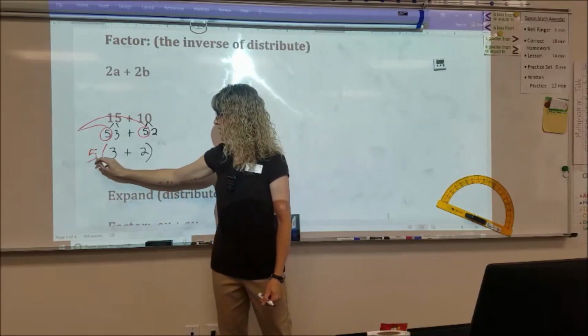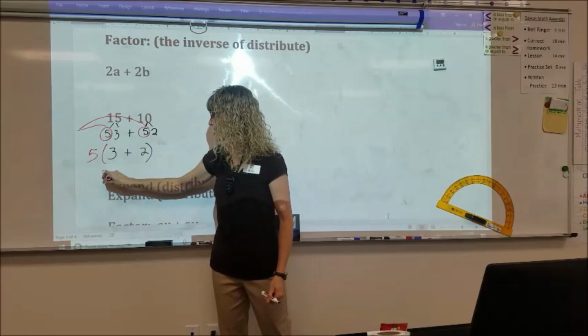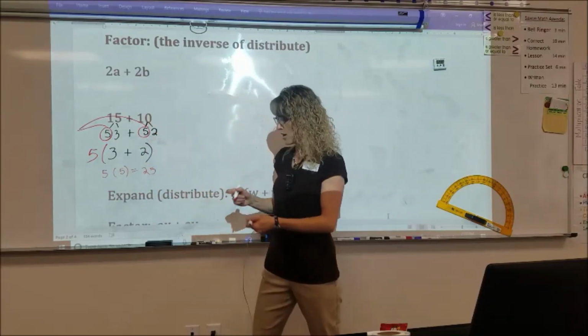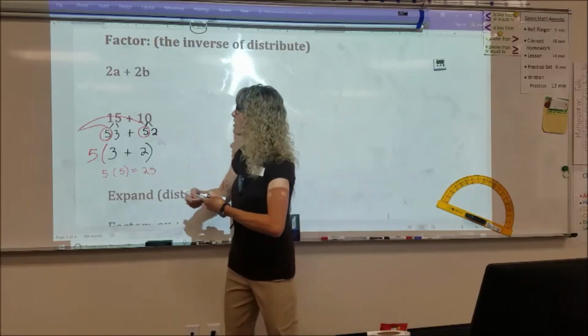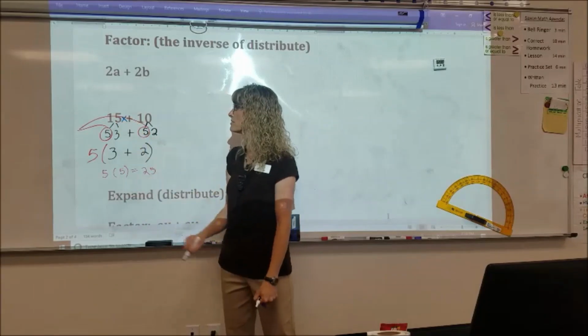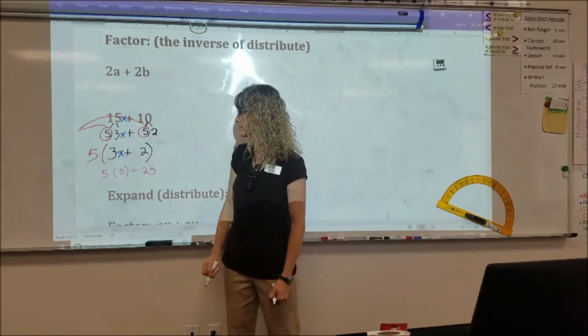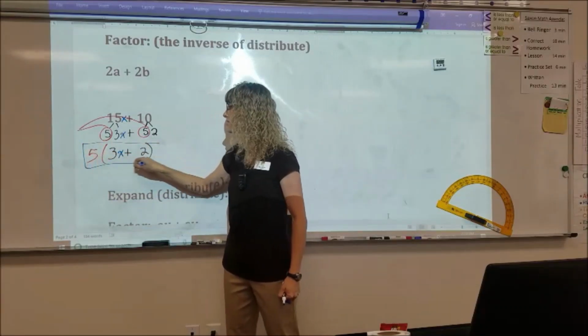Could I check it? Is 5 times 3, 15? Is 5 times 2, 10? Okay, good. I could now combine the inside and get 5 times 5. We knew it was 25 to begin with, but here's a question for you. If I put a variable here, wouldn't I just put the variable there and there? And now I can't combine. It would just stay like this.